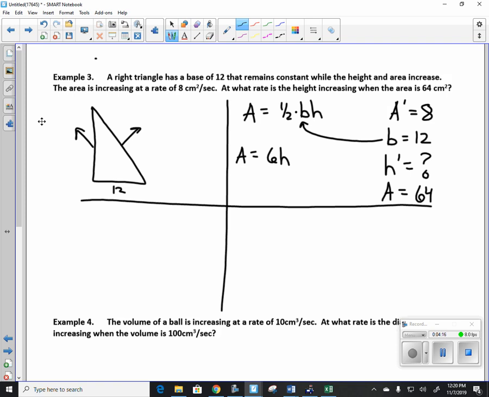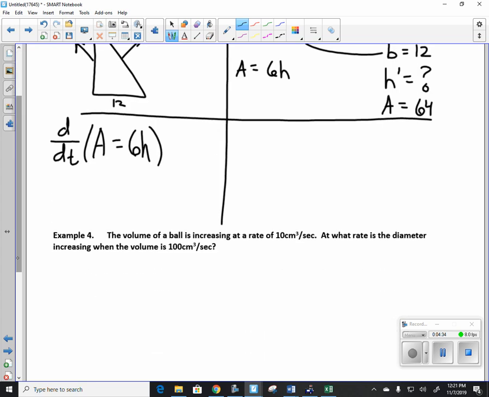Is everybody okay with that? All right, so here we go. In this box, I take the derivative with respect to time of A equals 6h. Do you remember from yesterday what is the derivative of A? A prime. What is the derivative of 6h? 6h prime. So do we need to know the current area? No. Do we need to know the current height? No. None of it pops up in there, does it?